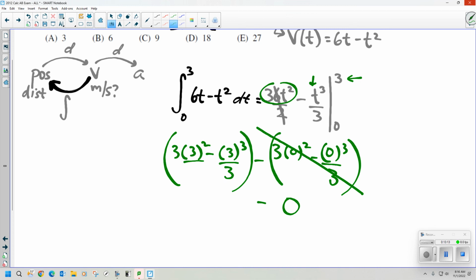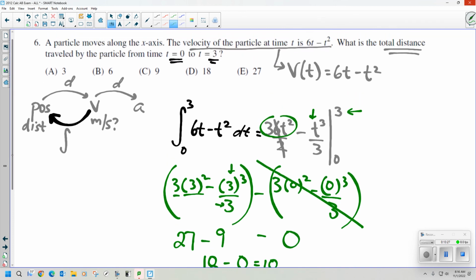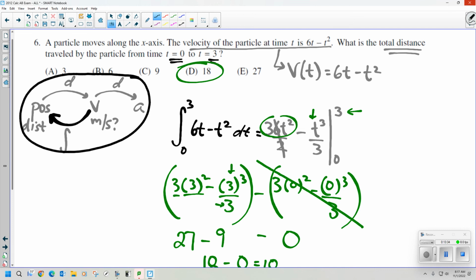9 times 3 is 27. 27 divided by 3 is 9. Well, that's 18 minus 0, which is 18. There you go. Choice D. Choice D. This is what you had to know, which I think is pretty common for calculus.